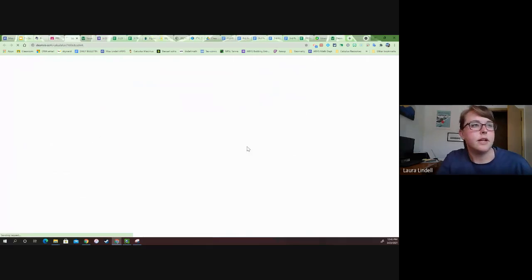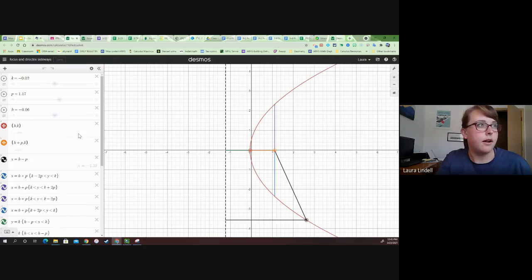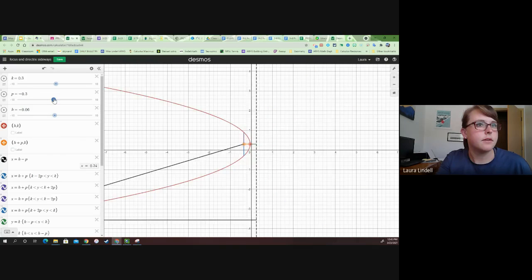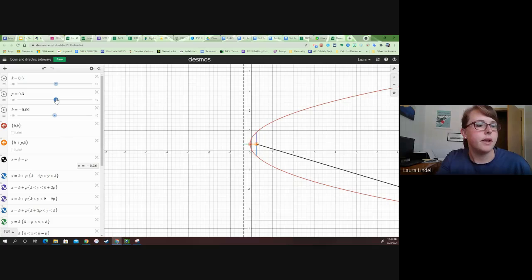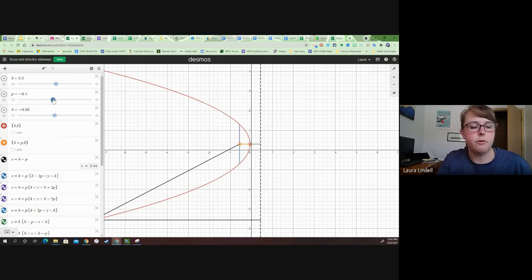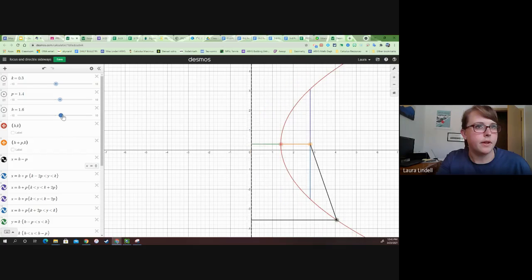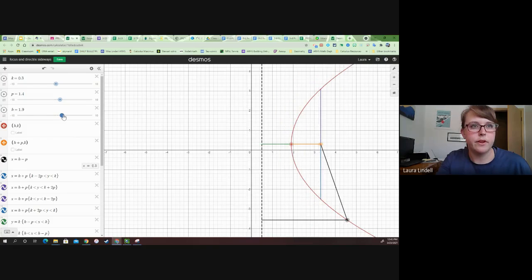You can also take a look at it sideways, what it looks like. So you can move around your vertex. You can change p to flip it left and right. It opens to the right when p is positive. It opens to the left when p is negative, that kind of thing. Yeah, so anyways, just more fun things to play with.